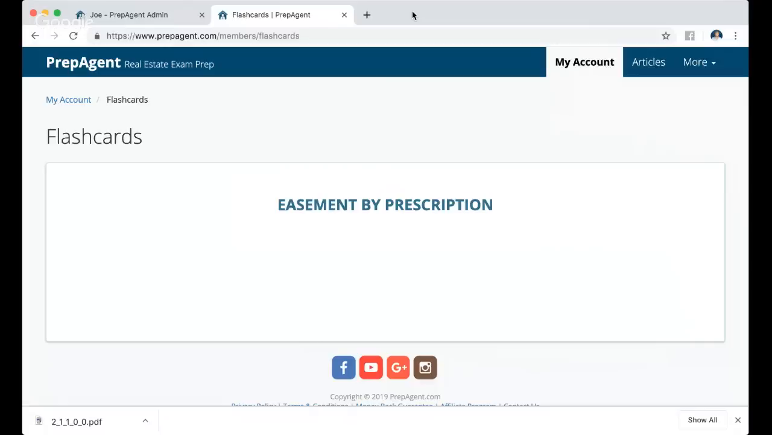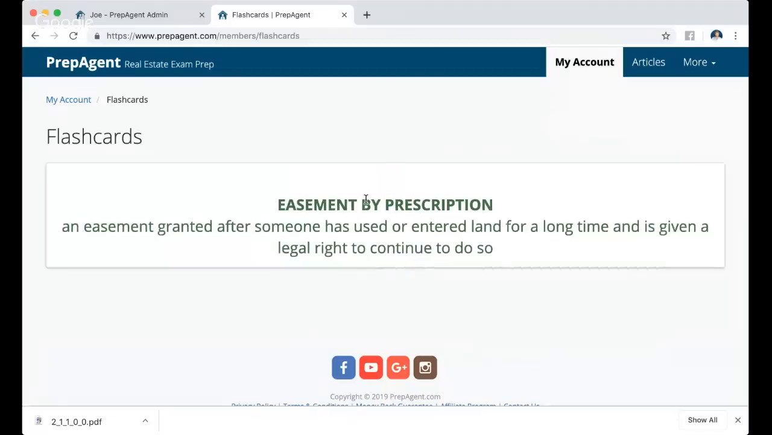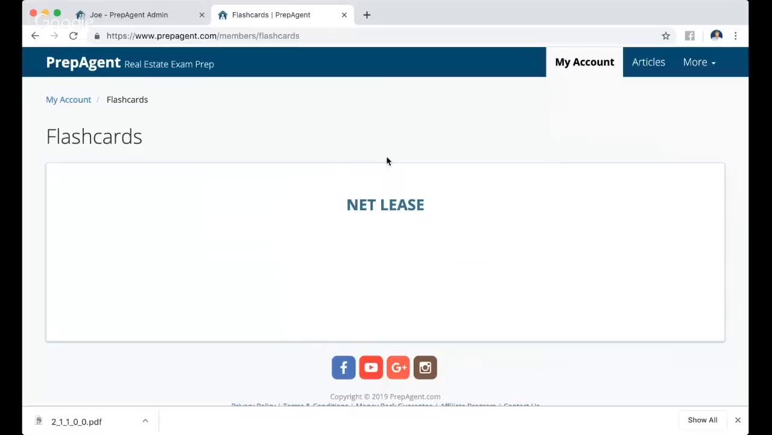for a designated amount of time. Good. Net lease, we went over this before. Net lease. What's a net lease? A net lease is when you pay for taxes, insurance, and maintenance.